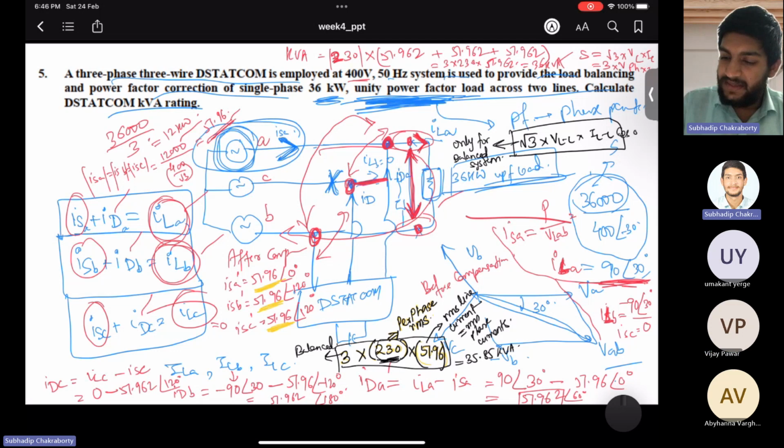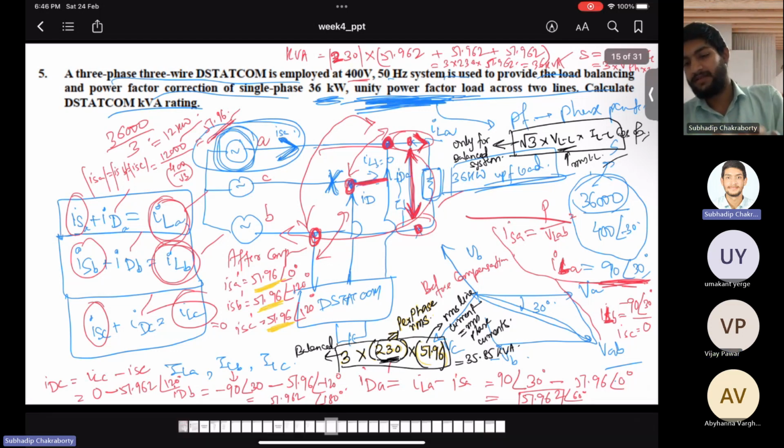So cos phi also is there. And these are all line to line RMS voltages. Anyway, don't make mistakes. If you do everything correctly and make the mistake in the last line, then the whole effort goes into vain, right? So while calculating, just use any of the two.